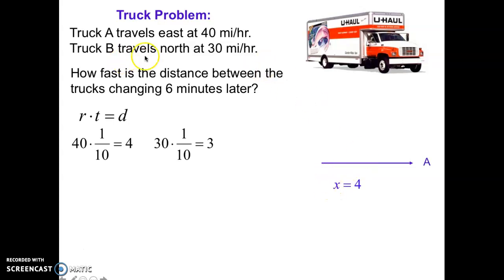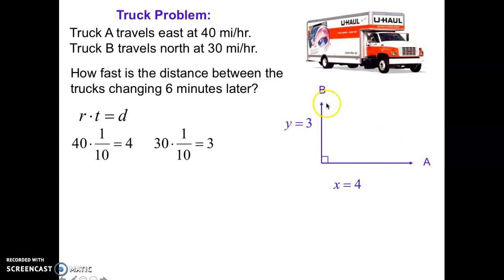Now, truck B is traveling north and is going 30 miles per hour. So if we do 30 miles per hour times 1/10 of an hour, since 6 minutes is 1/10 of an hour, that is 3 miles. That gives me 3 miles. So truck B is going directly north 3 miles after 6 minutes. So after 6 minutes of time, this is where my trucks are.